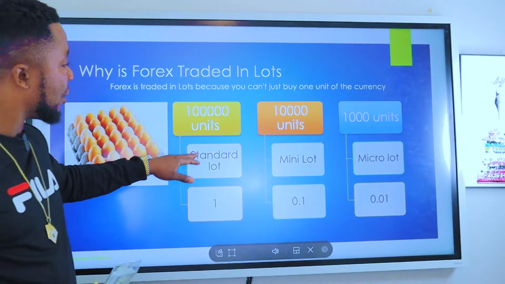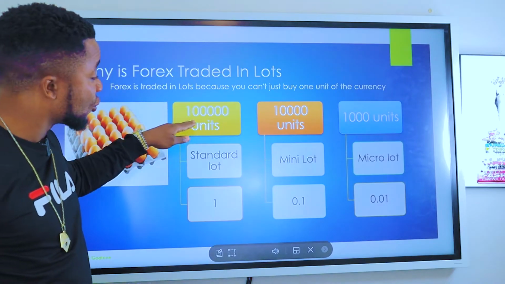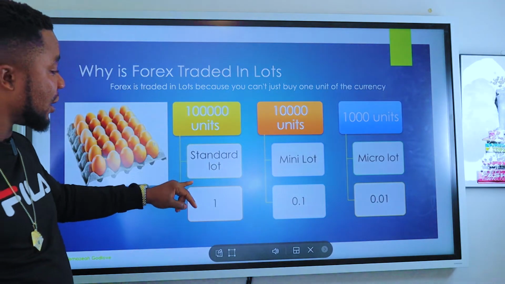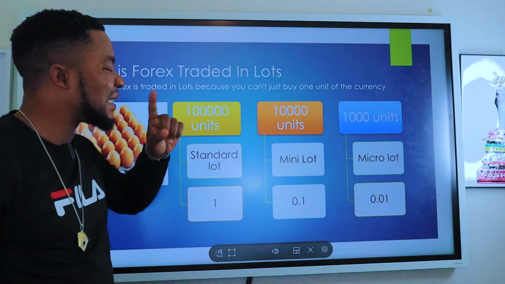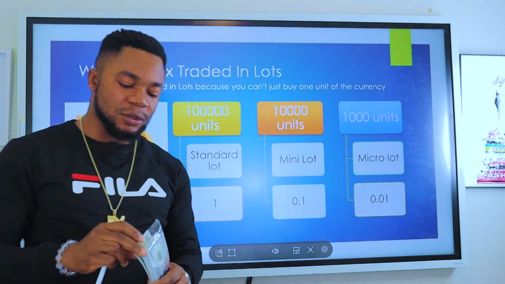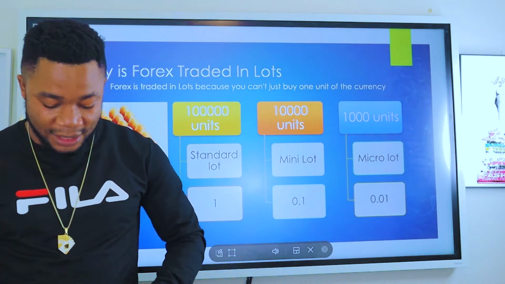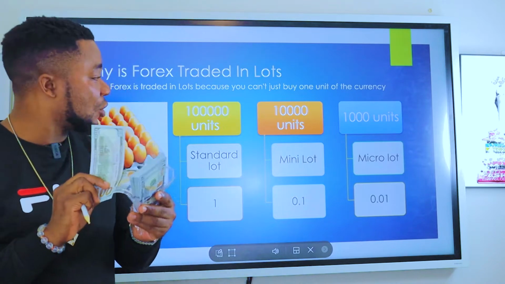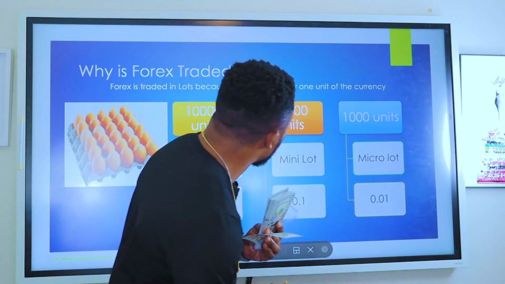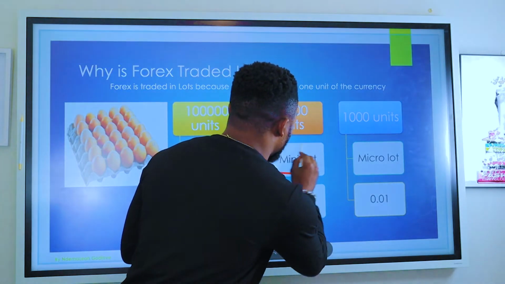To buy 100,000 units of any base currency, you use what they call a standard lot. So 100,000. This is actually $10,000. So $10,000 will fall under a mini lot. So $10,000 falls under a mini lot.